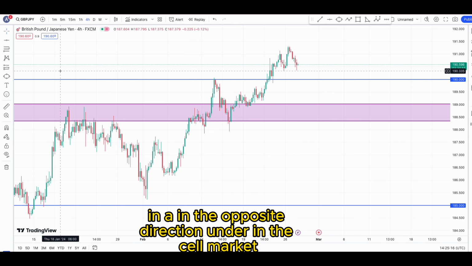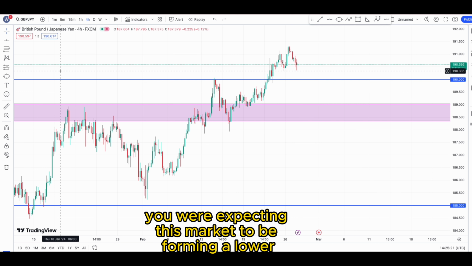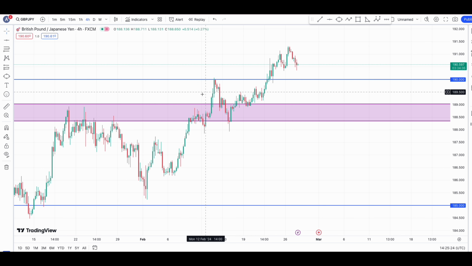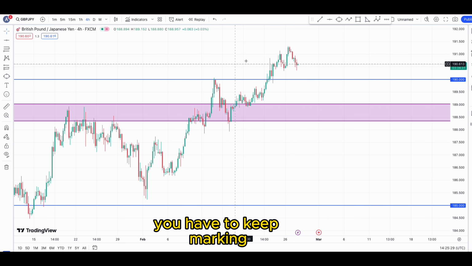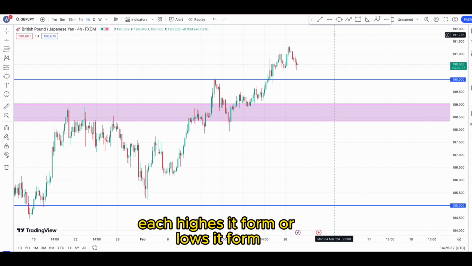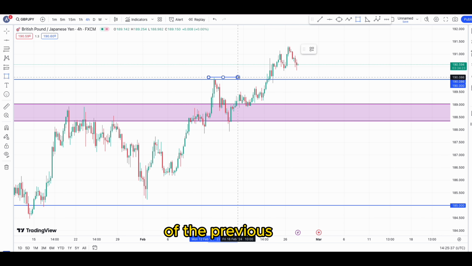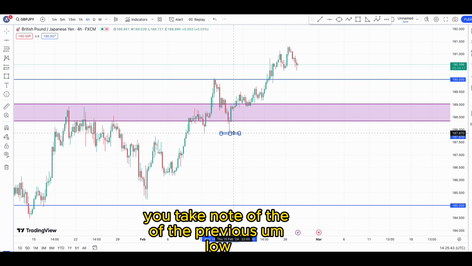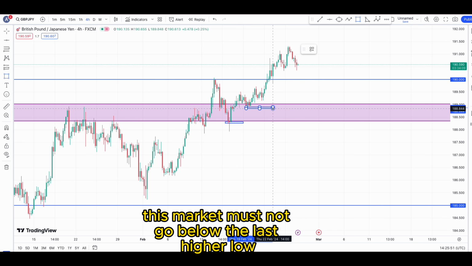Likewise, in the opposite direction, in the sell market, you are expecting this market to be forming a lower high and a lower low. So if you want to follow such a strategy, you have to keep marking each high or low it forms. You take note of the previous higher low it formed, and keep marking it that, okay, this market must not go below the last higher low.